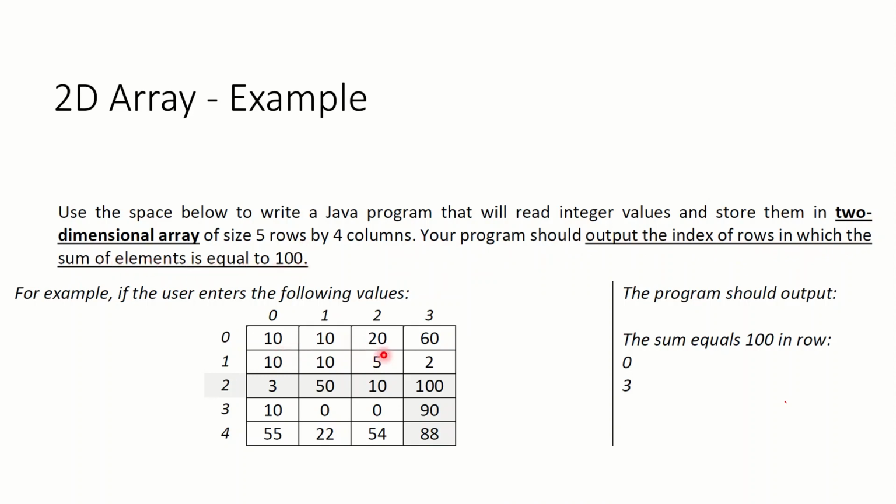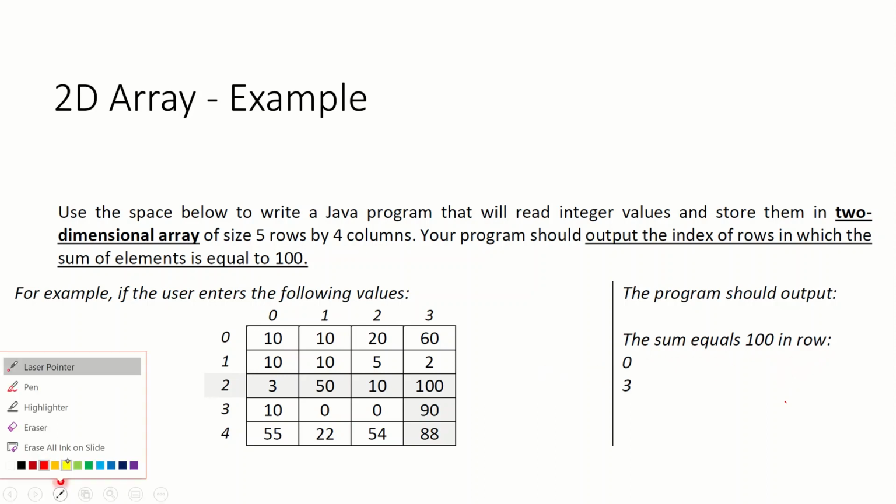So if we assume that we have the following two-dimensional array, so I have here 5 rows, 4 columns, and then we will ask the user to enter the values. Once the entry is done, we have to output a message, the sum equals 100 in row, and we have to output in which row.